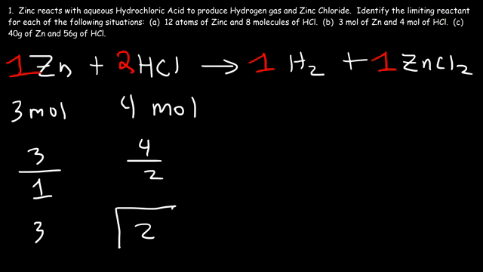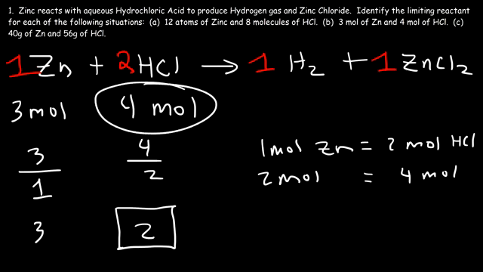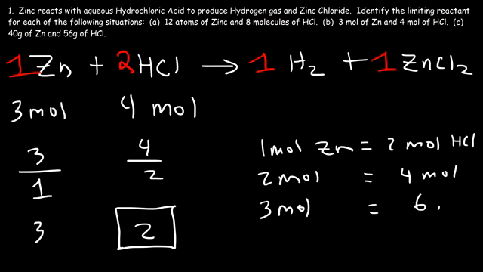So it turns out that HCl, in this example, is the limiting reactant, even though there's a greater number of moles. Now let's think about this. The ratio is 1 to 2. So 1 mole of zinc reacts with 2 moles of HCl based on the coefficients. So 2 moles of zinc will react with 4 moles of HCl. Notice that we already have 4 moles of HCl. So 4 moles of HCl can only react with 2 moles of zinc. But we have 3 moles of zinc, which means HCl is going to be gone by that time. 3 moles of zinc reacts with 6 moles of HCl.